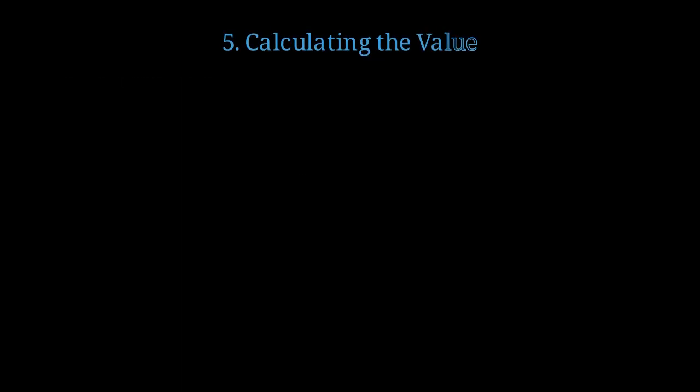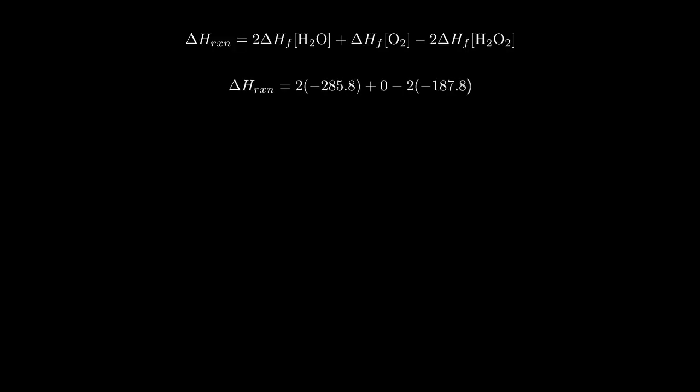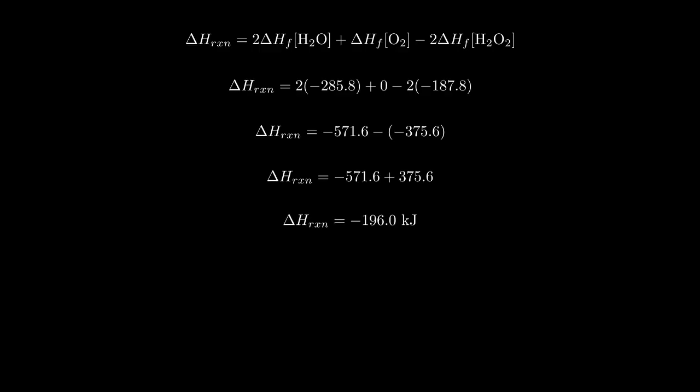Now let's substitute the values and calculate. Rearranging, the enthalpy of reaction equals 2 times the formation enthalpy of water plus the formation enthalpy of oxygen minus 2 times the formation enthalpy of hydrogen peroxide. Substituting our values: 2 times negative 285.8 plus 0 minus 2 times negative 187.8. This gives us negative 571.6 minus negative 375.6, which simplifies to negative 571.6 plus 375.6. Our final answer is negative 196.0 kilojoules.